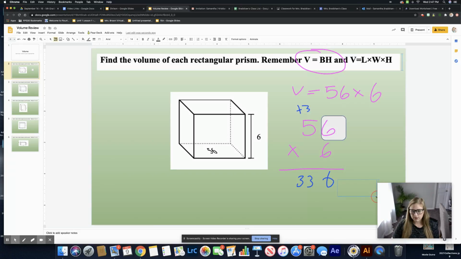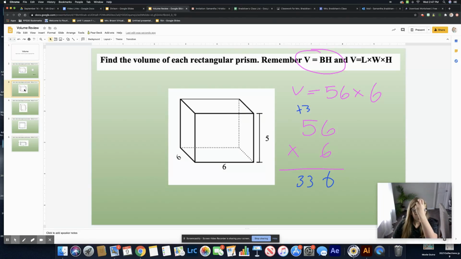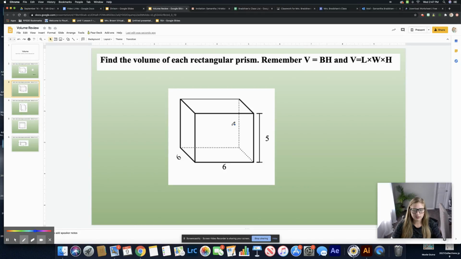Starting now, if you do not put cubic units or units cubed, your answer will be counted wrong. You have to have a qualifier. Qualifier is a label with your answer, 336 cubic units. Go ahead and pause the video now to solve this one. All right, let's go ahead and solve it together.